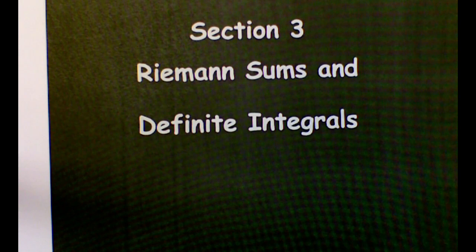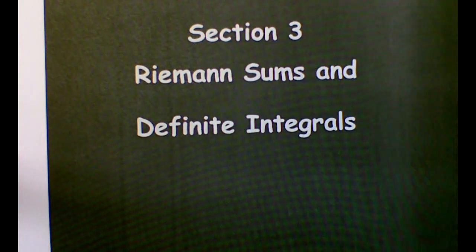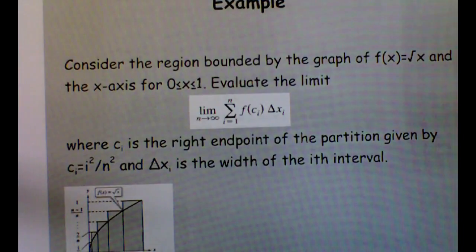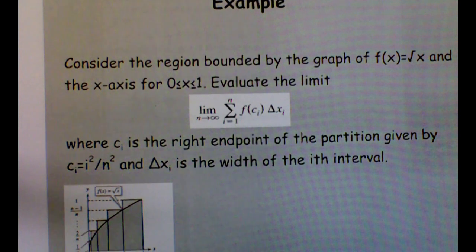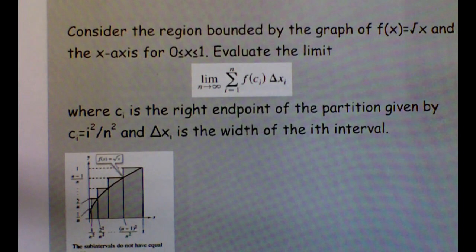All right, this is section 3, Riemann sums and definite integrals. So we're going to start off with a region bounded by the graph of f of x equals the square root of x and the x-axis for 0 to 1. We talked about this limit yesterday, or last class. If c sub i is the right endpoint of a partition given by this width, and delta x sub i is the width of the ith interval.